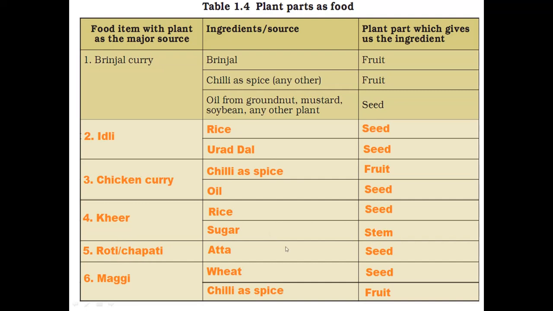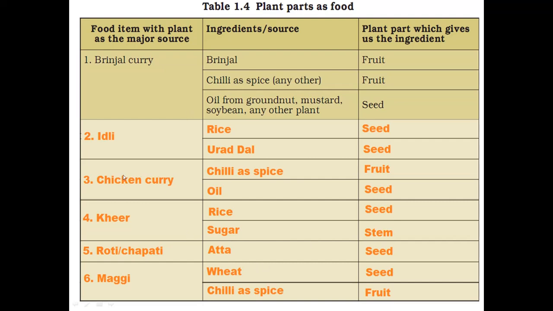Roti and chapati, here we use atta, which is obtained from the seeds, that is wheat. Again Maggi, wheat, chili as spice. Wheat is an example of seed and chili as spice is an example of fruit.